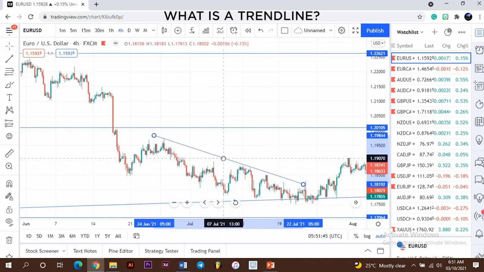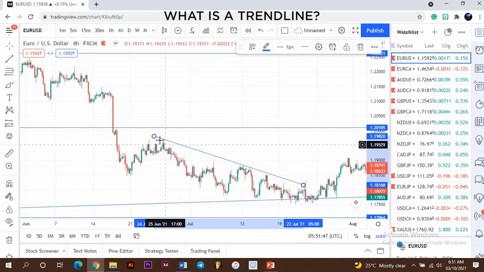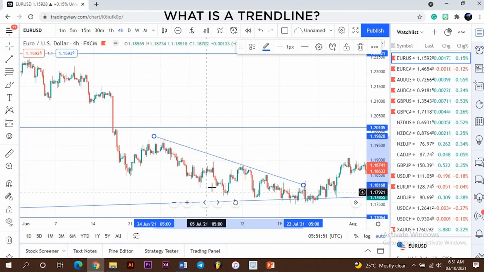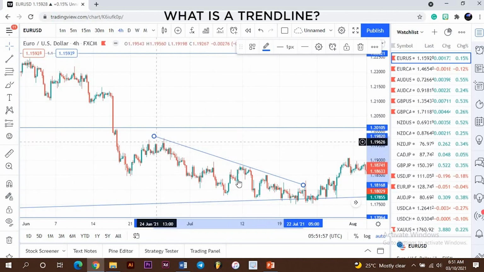But in the case of highs, this is a high, the highest point a price will get to before it bounces down. This high is higher than this high, and this high is lower than this high. This high here is lower than this high. So because this high is lower than this high, we call this a lower high.